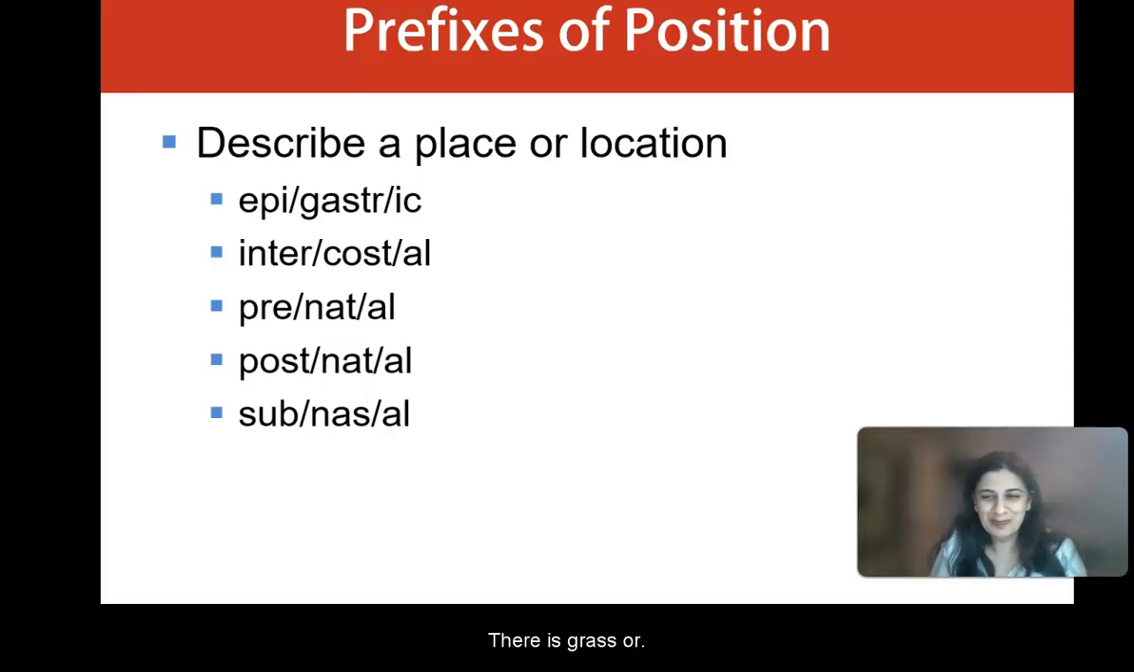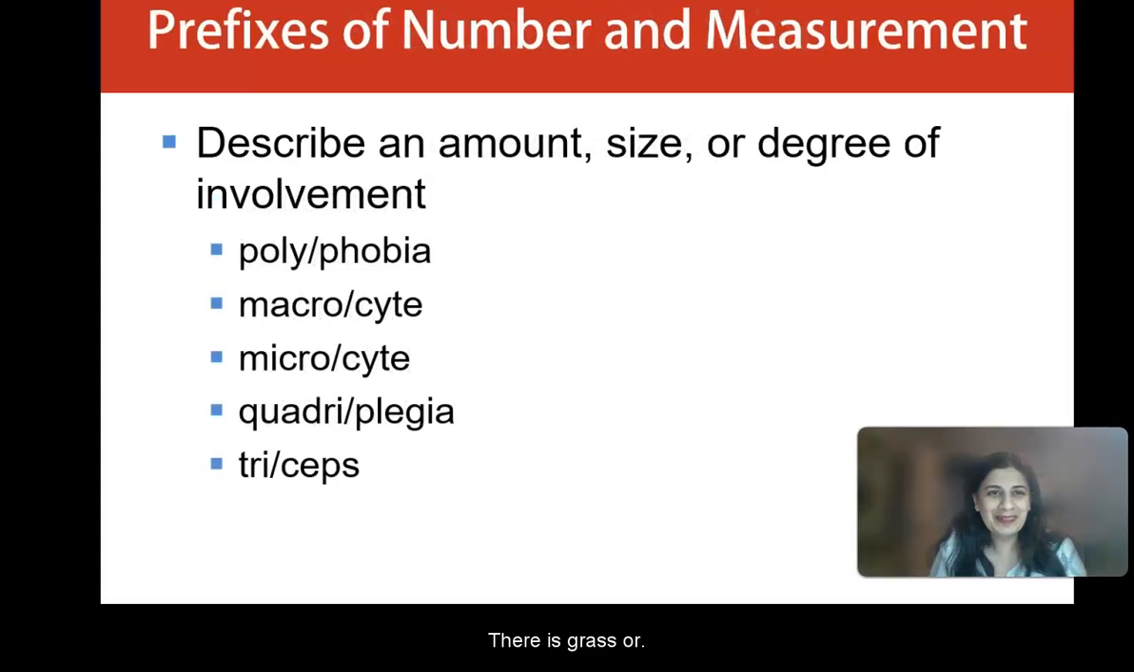There is grass. Or I don't know what I'm saying. It's kind of late right now.